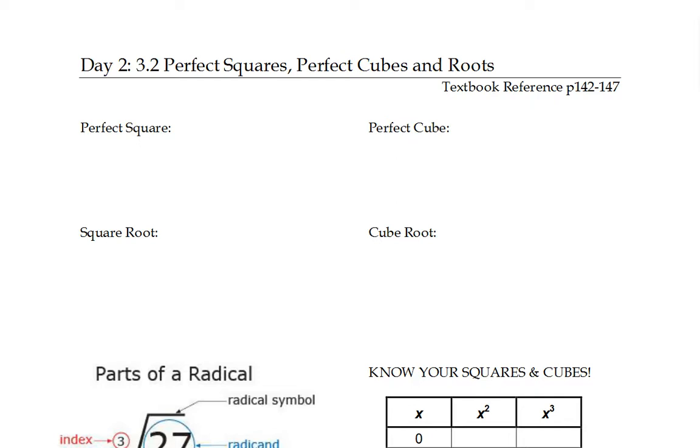All right, day 2. Perfect squares, perfect cubes, and their roots. Now, I just want you to think back to elementary school. I want you to think back to those big bins of the base 10 blocks that the teacher would bring out. You guys can recall that? Those big blocks? So what did you have?